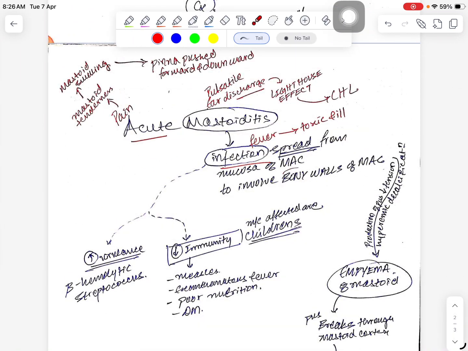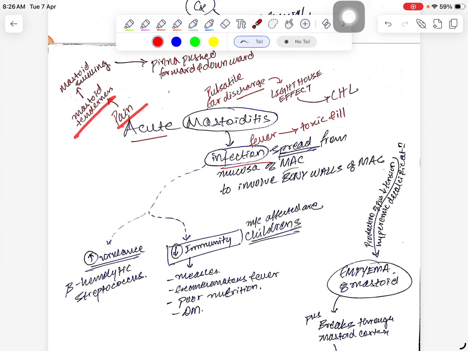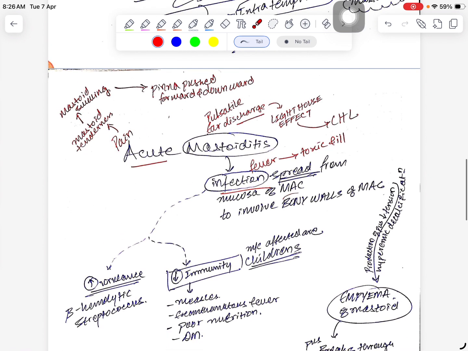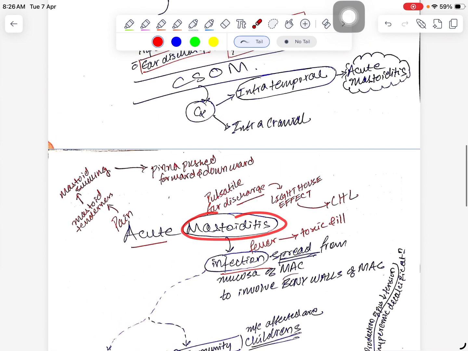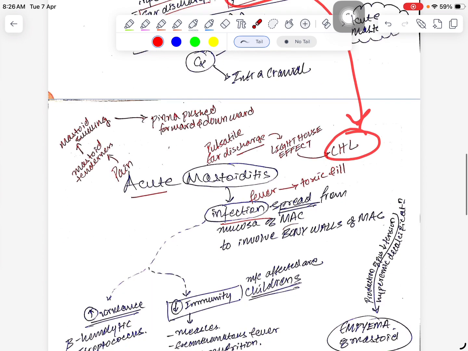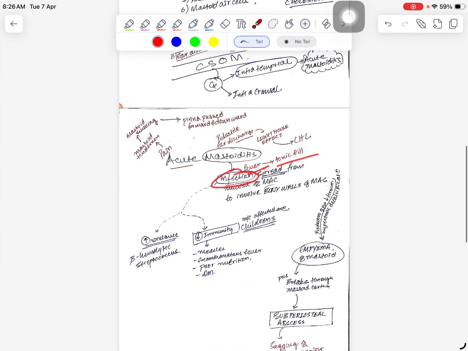Since it is acute, pain will be there, mastoid tenderness, mastoid swelling, then pinna pushed forwards and downwards, pulsatile ear discharge, and this is called the lighthouse effect. Because of this, conductive hearing loss is there, and the tympanic membrane permanent perforation causes the conductive hearing loss. So infection is there, so fever and the patient looks toxic and ill. So that is about acute mastoiditis.